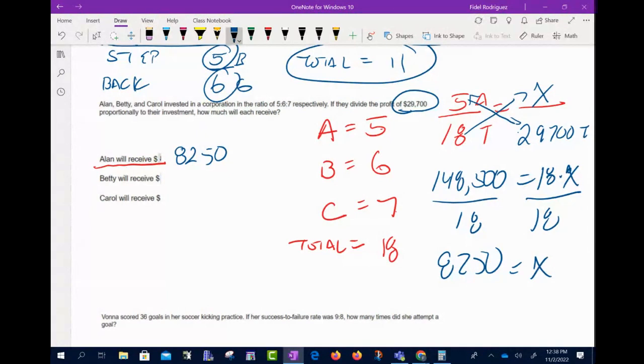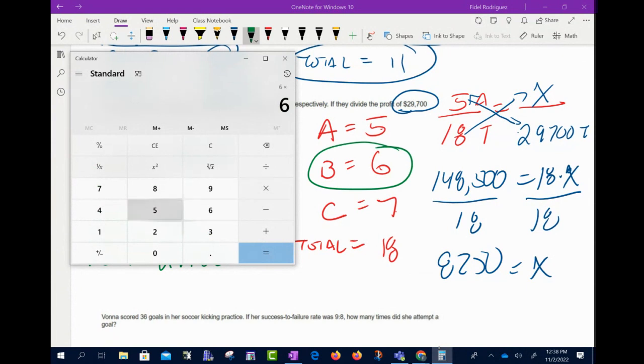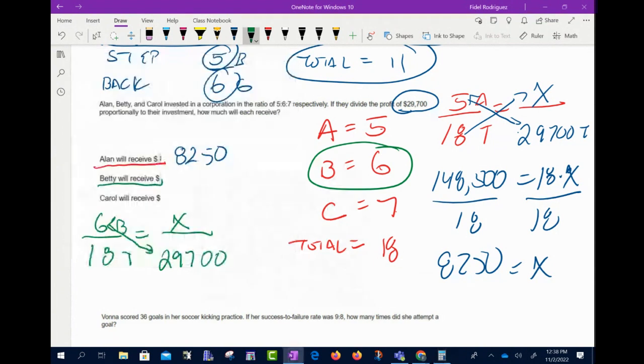Okay, now I'm going to walk you all through the same process, okay? And we're going to say, look, well, now we got to figure out how much Betty's going to get. Well, look at Betty's proportion. Betty's proportion is going to be 6 out of the 18 total. This is Betty, and that's the total. The total was still 29,700, okay? And I would do this part exactly like I would do the one that I did before. And I'd say, look, now I'm going to take 6 times 29,700, okay? So 6 times 29,700, that's going to give me 178,200.